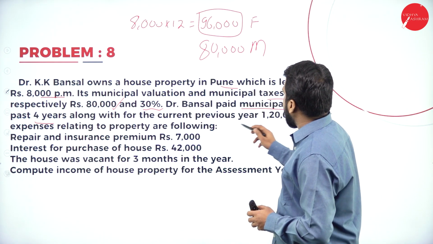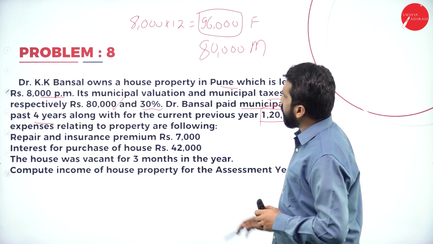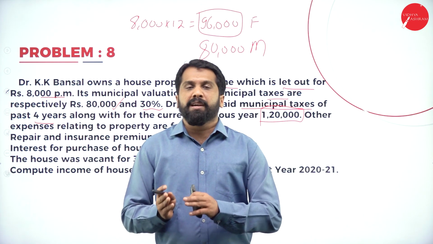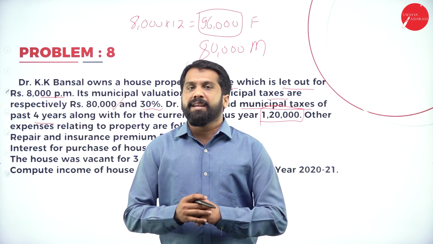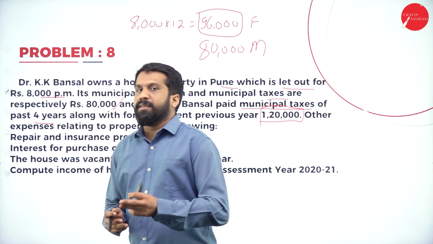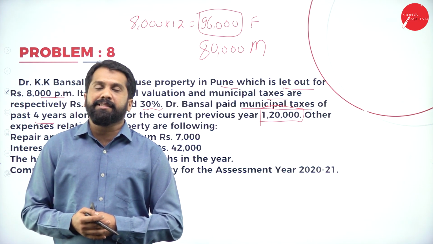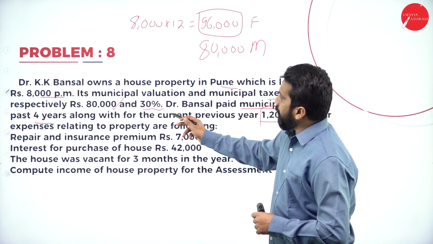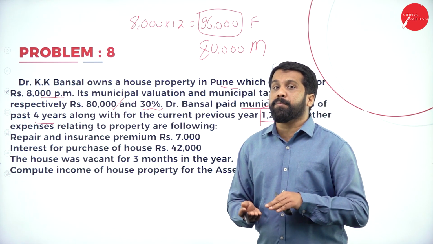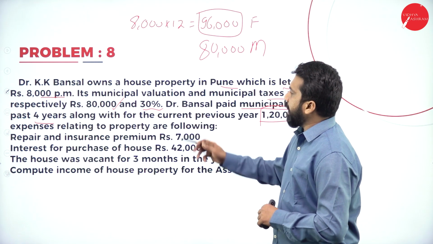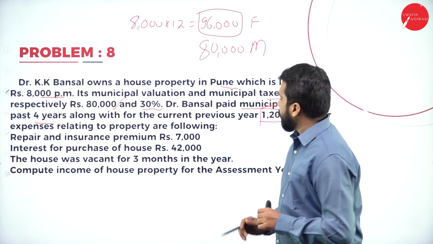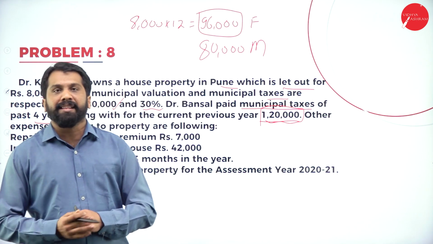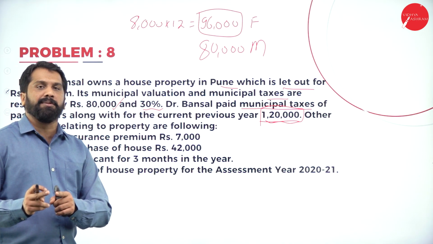Now, how much he paid? He paid 1,20,000. On 80,000, if you go 30%, you will get around 24,000. 24 into 4 years, how much you will get? You will get around something, it may be like 94,000. But as per this, maybe your last year municipal valuation may be more. That's why the overall calculation they only did, and they have given you; you are supposed to take municipal tax of rupees 1,20,000. Any doubt? No doubt.